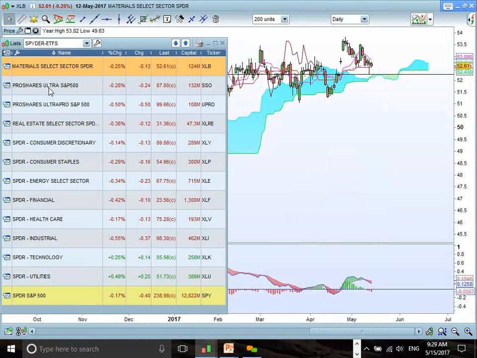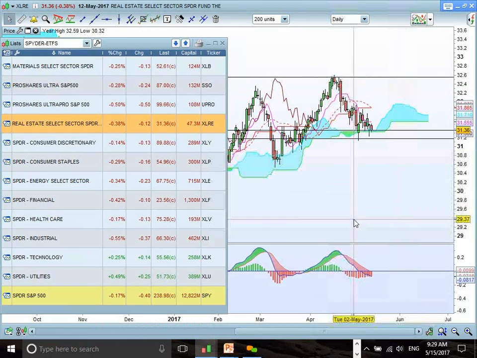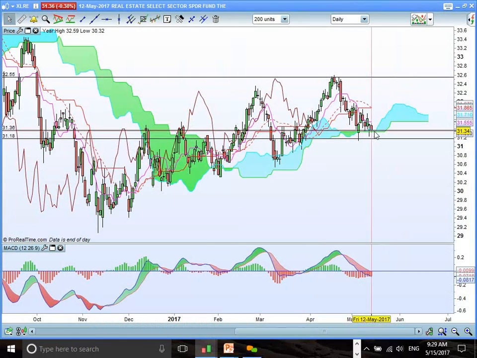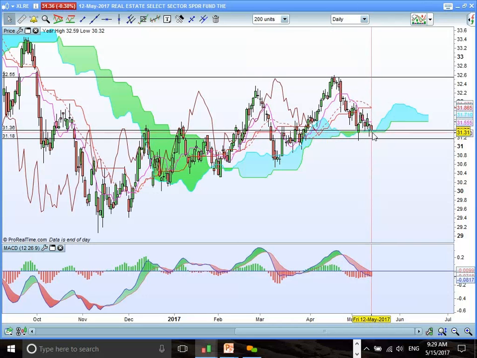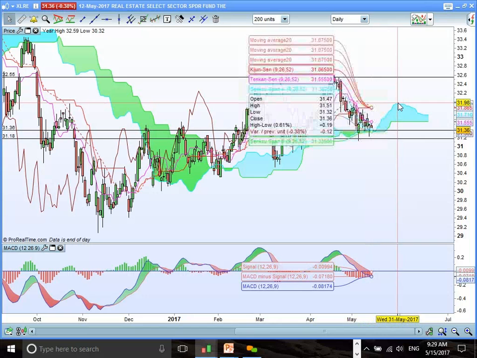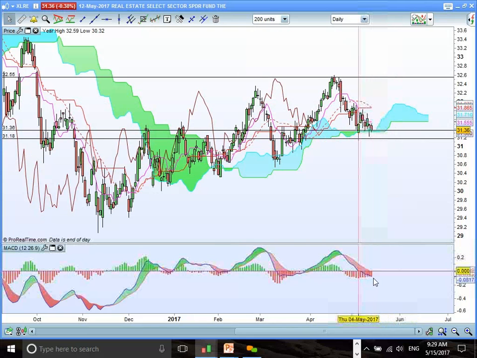Okay. Next one is the real estate sector, XLRE. Still looking for support here at the top end of the cloud. So far, support is holding, with potential rebound. It could rebound from this level back up to the resistance level at 31.98. But so far, we've not yet seen the MACD buy signal coming in at this level.